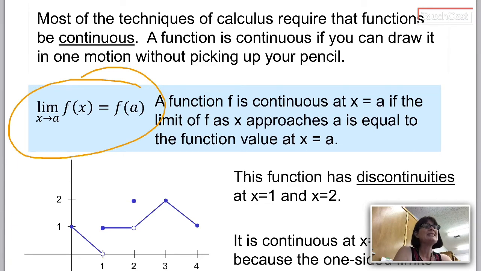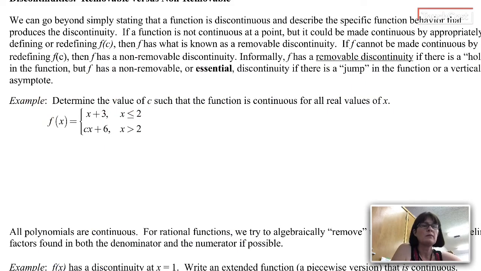So notice that saying the limit is equal to the function value implies, number one, that the limit exists, and the limit's only going to exist if the limit from the left equals the limit from the right. It also implies that the function value must exist. So there must be a colored in dot somewhere for us to be able to say whether a function is continuous or not. So we're going to use that definition that we just wrote.